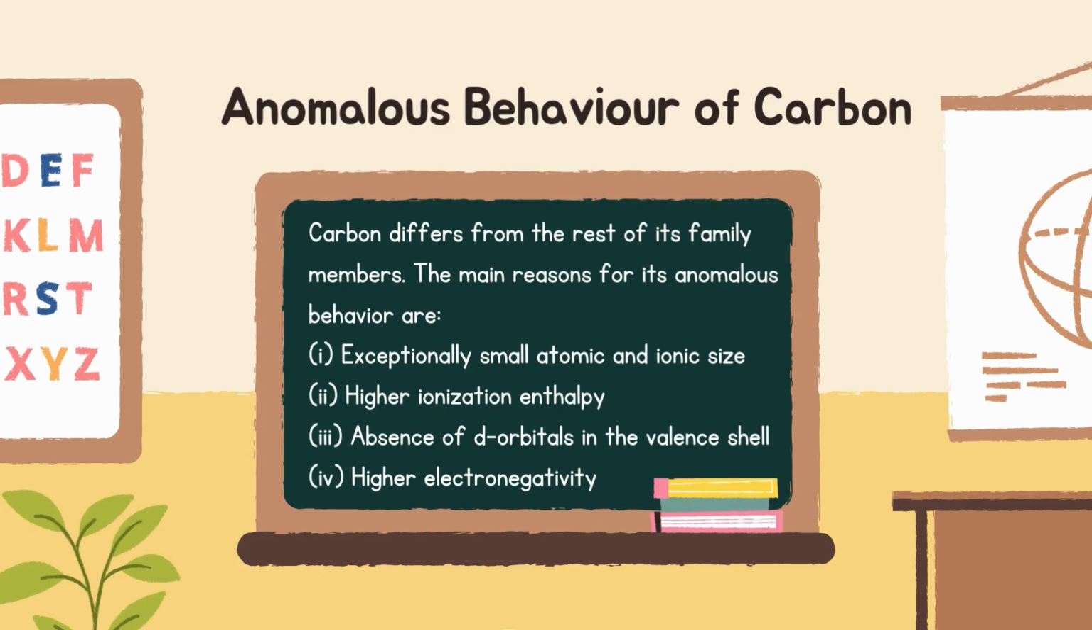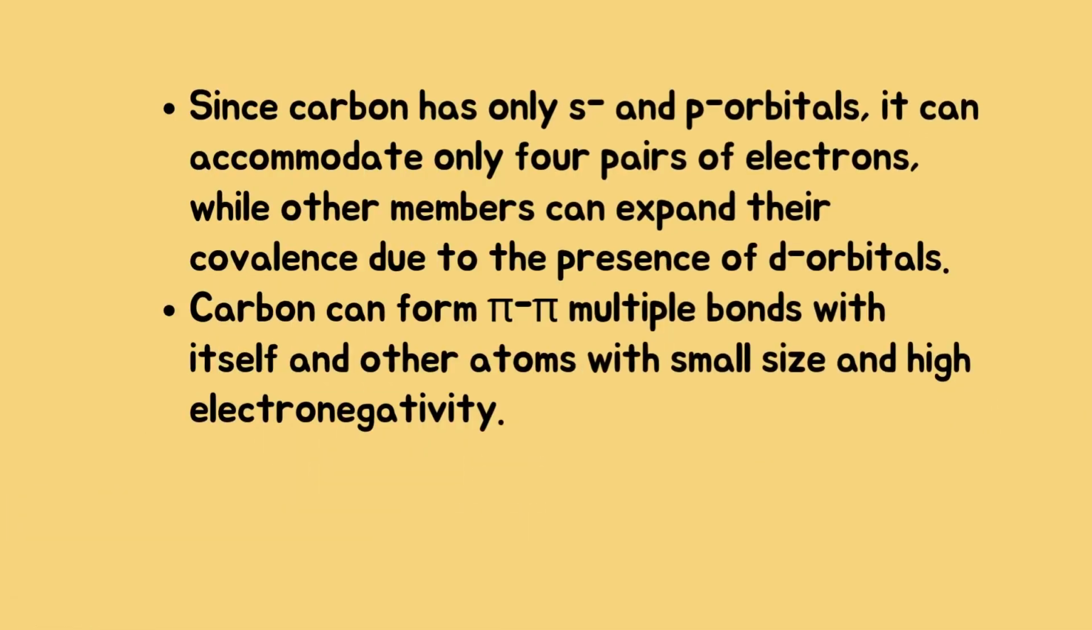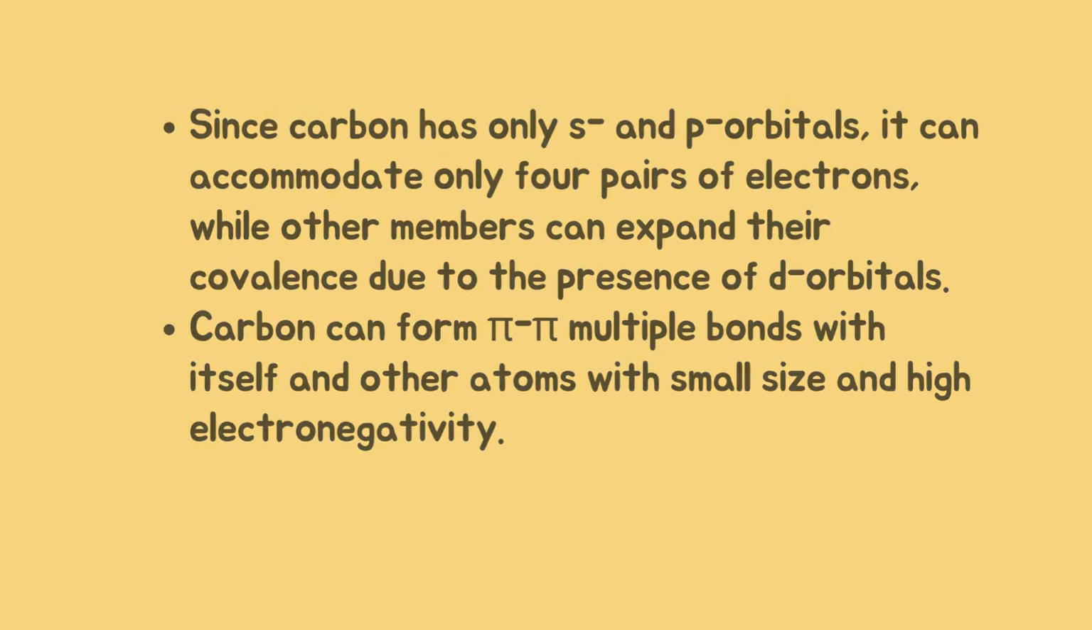4. Higher electronegativity. Since carbon has only s and p orbitals, it can accommodate only 4 pairs of electrons, while other members can expand their covalence due to the presence of d orbitals. Carbon can form pi-pi multiple bonds with itself and other atoms with small size and high electronegativity.